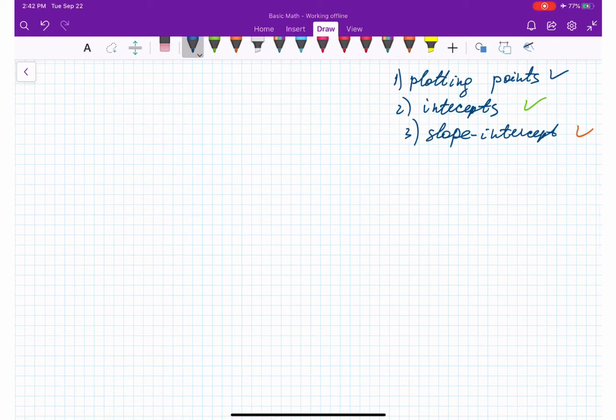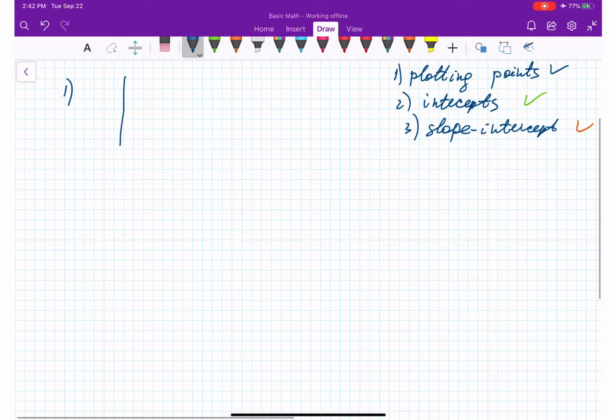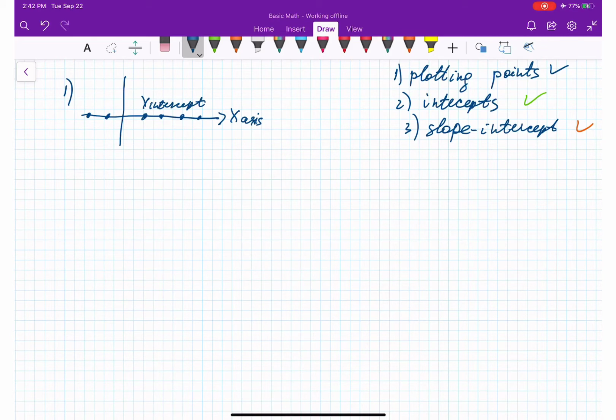Intercept, first let's understand what is x-intercept. X-intercept is a point that crosses x-axis. So any point that crosses on the x-axis is x-intercept. Okay? Next.